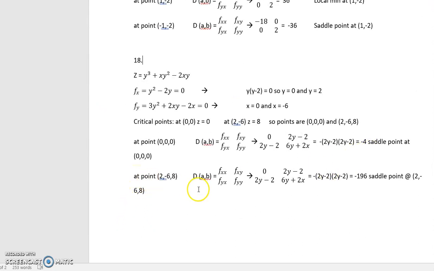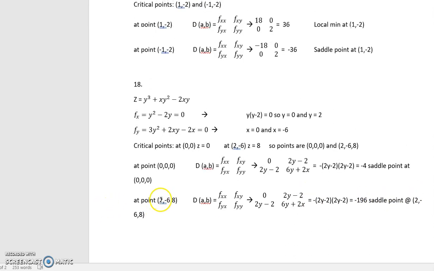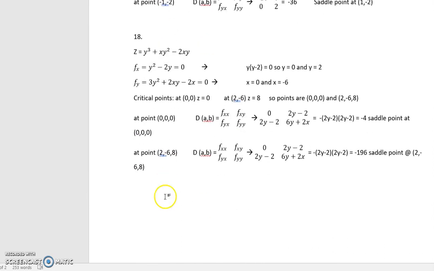So at point (2, -6, 8), for D, we have the same thing. So then we get the same multiplication, (2y minus 2) squared. So then we plug in -6, and we're going to get (-14) squared, times this negative over here. So we're going to get -196. And that's also a saddle point at (2, -6, 8), because its determinant is less than 0.